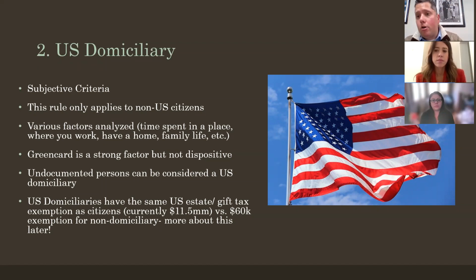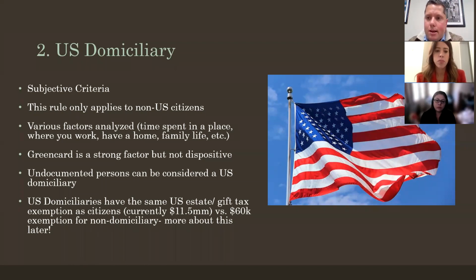You could be a green card holder, had a green card for 20 years, but then be considered to have abandoned your residency because you spent way too much time in your home country, in a house there, you're voting there, everything's there, right? So it's a very nebulous concept for pretty much any non-citizen, right? There's no guarantee that just because you have a green card, you're going to get that $11.7 million exemption.